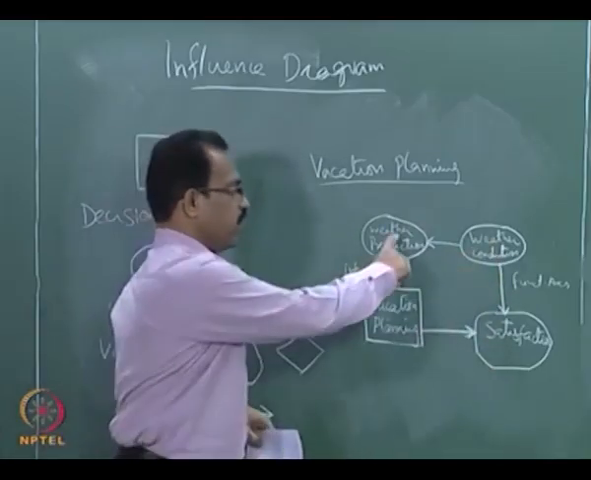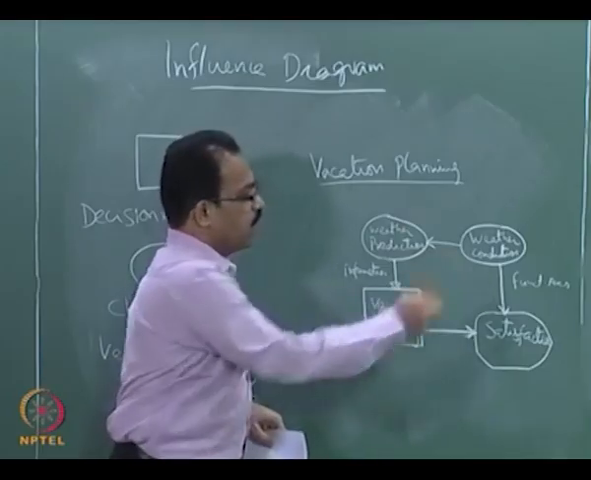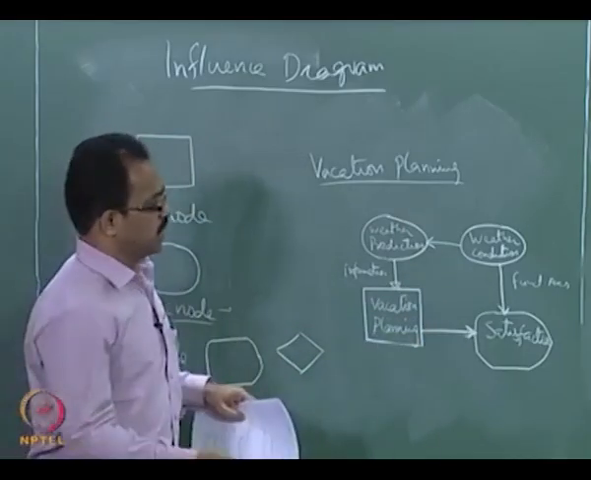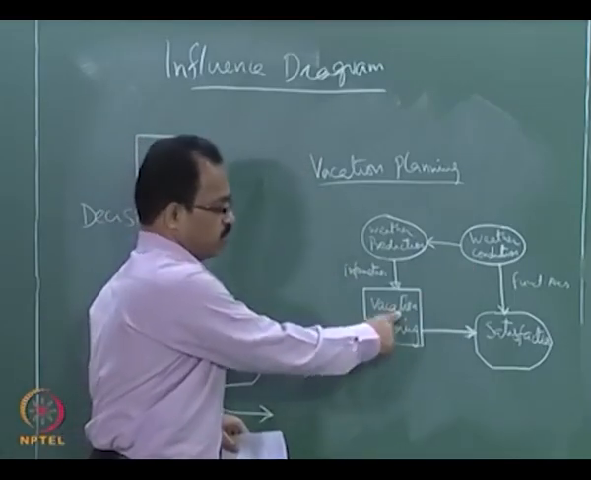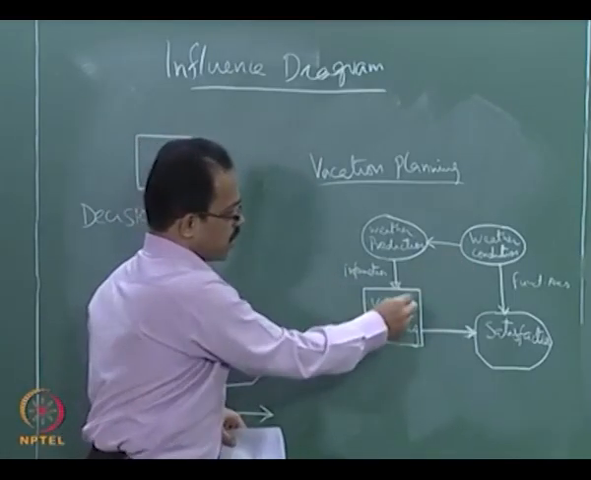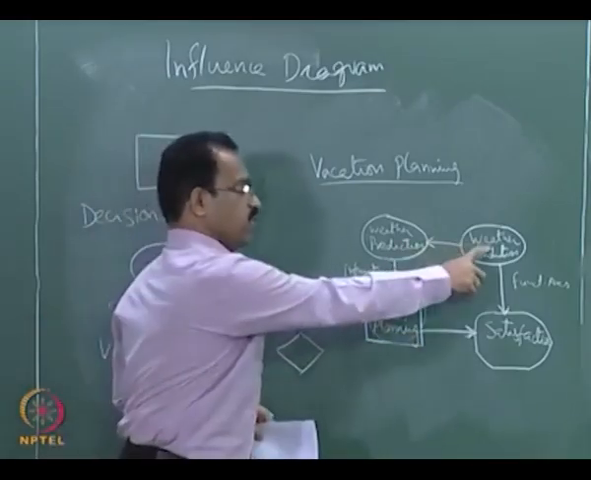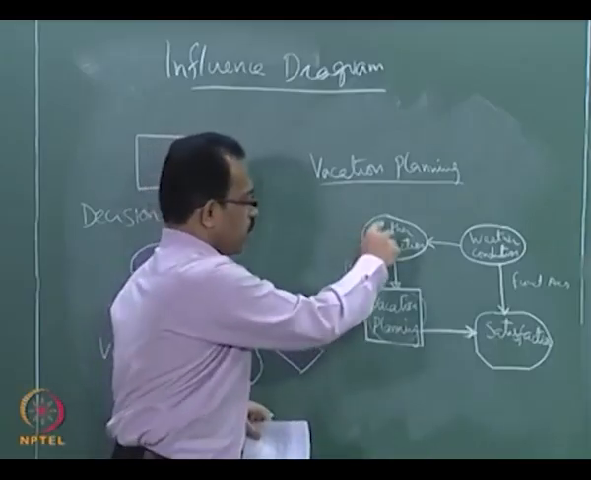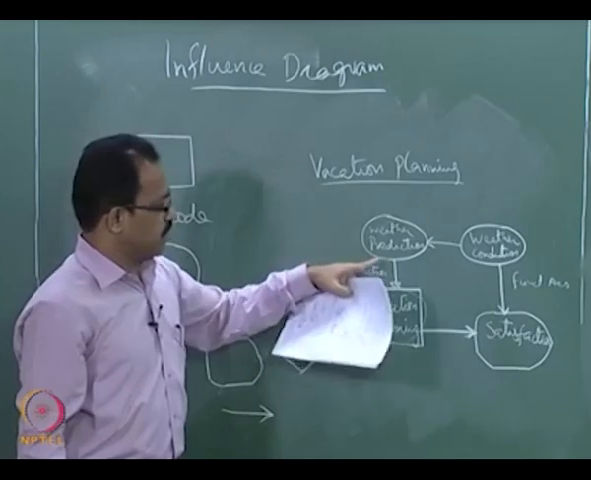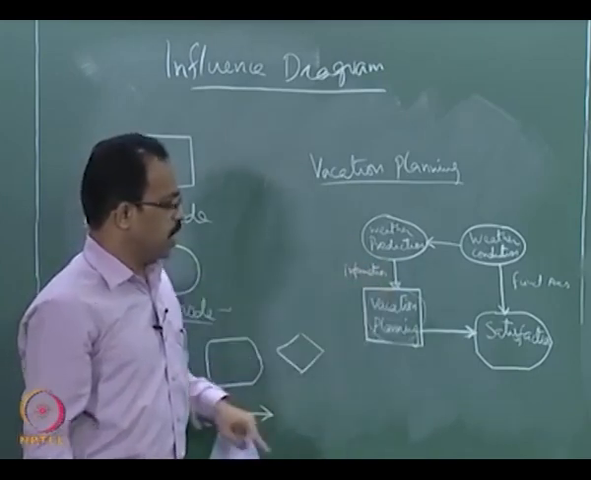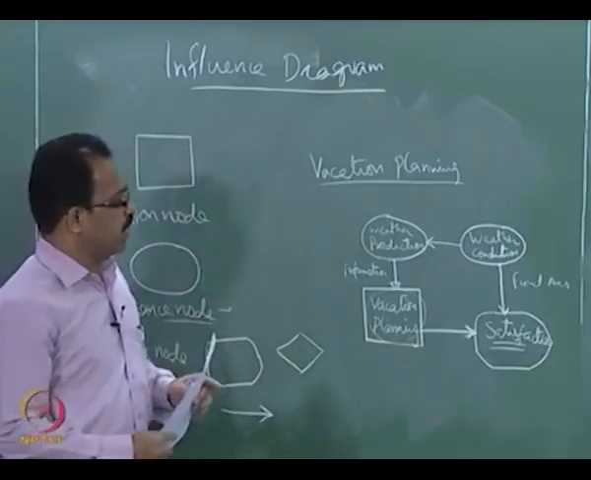It has no relation to the weather predicted, and similarly vacation planning has nothing to do with the weather condition, because we do not know the weather condition. So there is no influence of the weather condition on the vacation planning. What is going to influence the vacation planning is not the weather condition, it is the weather prediction. So that is why we have an information arc over here, and the satisfaction or the value of the vacation depends on the weather condition.